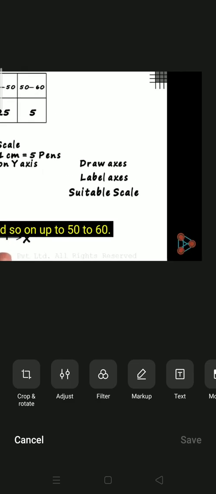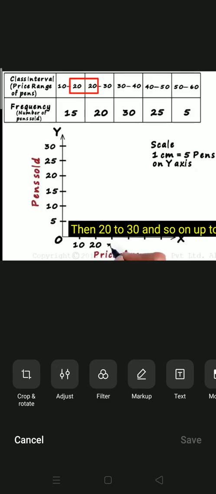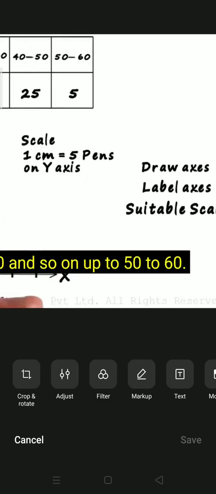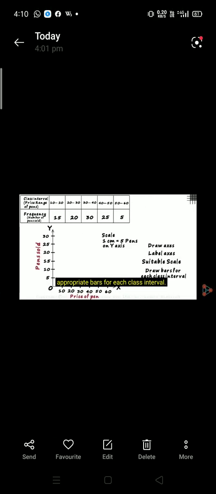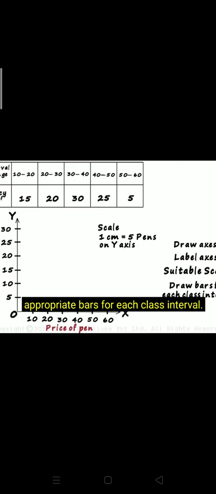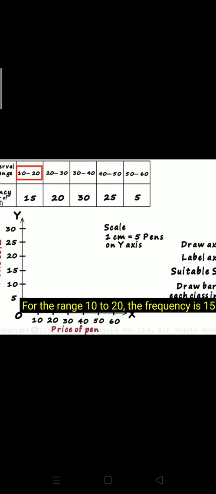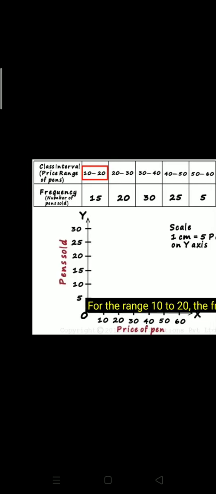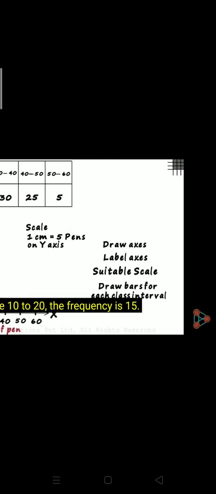Now what is the information given? Accordingly we move further. Can you see over here? So we have done the ranges and also we have done the pens sold. Now how will we be drawing the bars? All eyes over here. Can you see down?